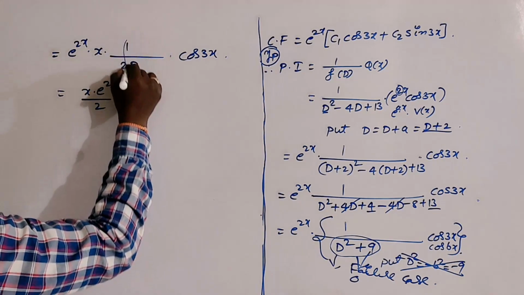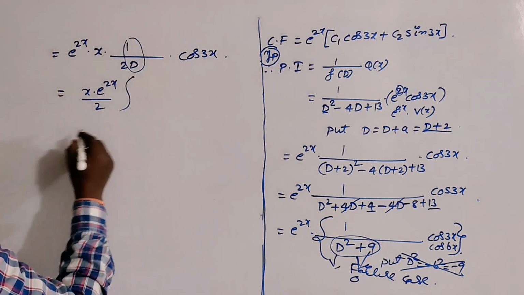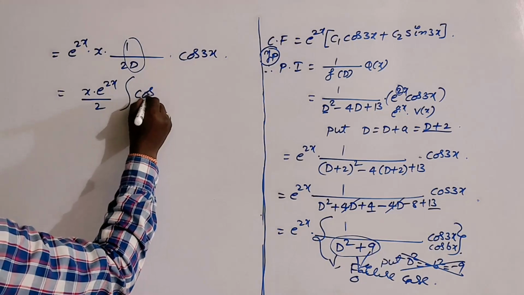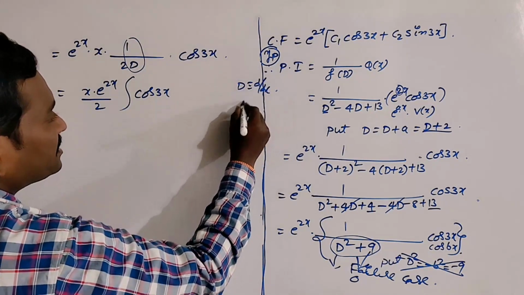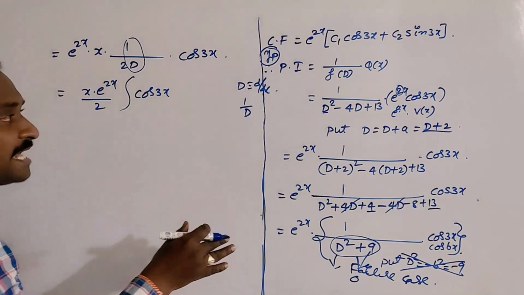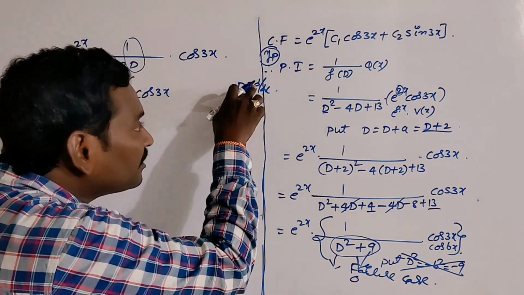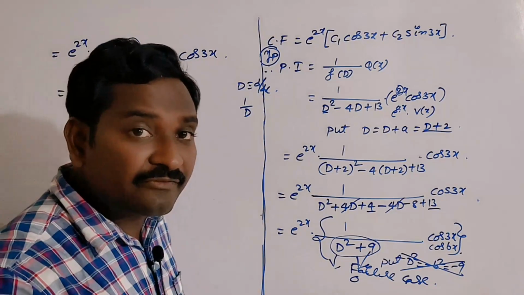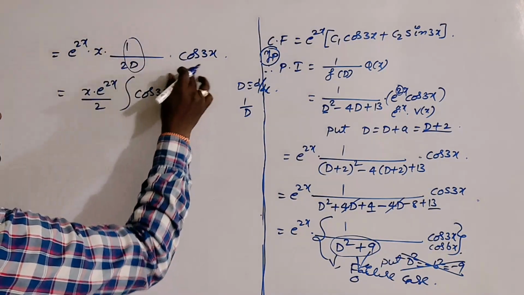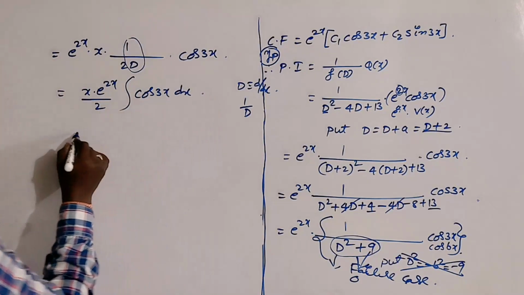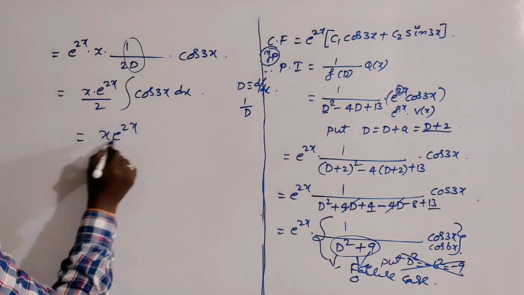So x into e power 2x by 2. And what about 1 by D? 1 by D stands for integration. Okay, because already you know that D is nothing but d by dx. So 1 by D means you should understand that it is the reciprocal of derivative. What is the reciprocal of derivative? Integration. That's why I am writing integration instead of 1 by D. So it is cos 3x into dx, x into e power 2x by 2.